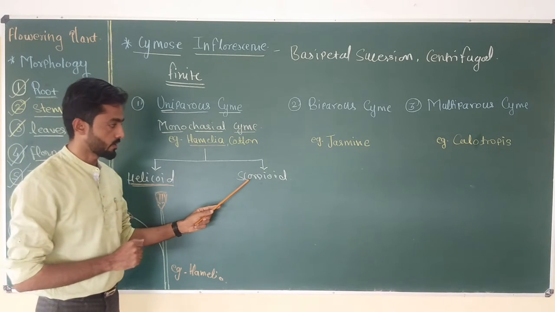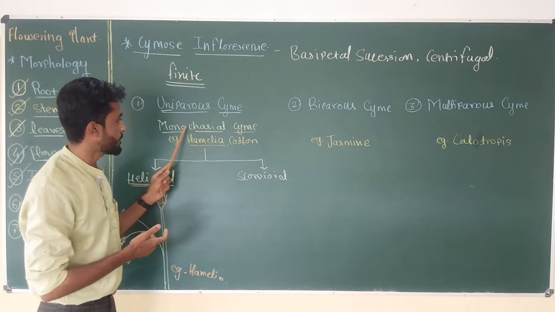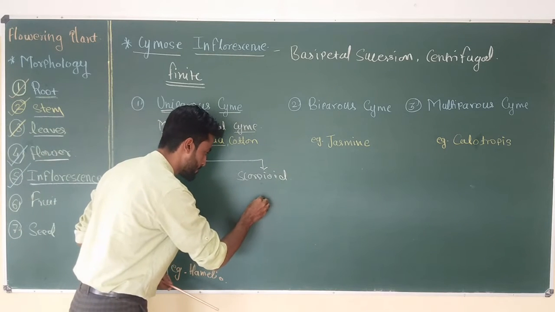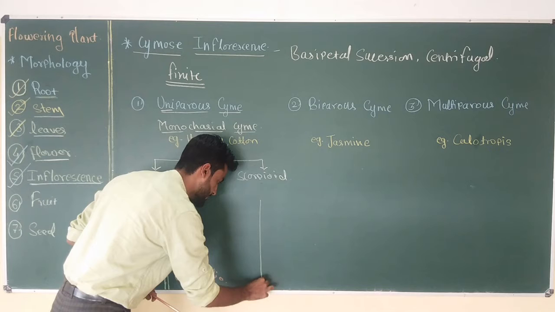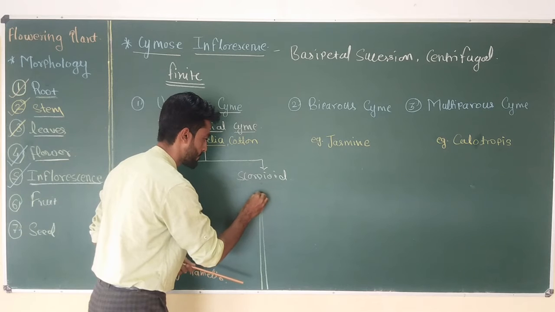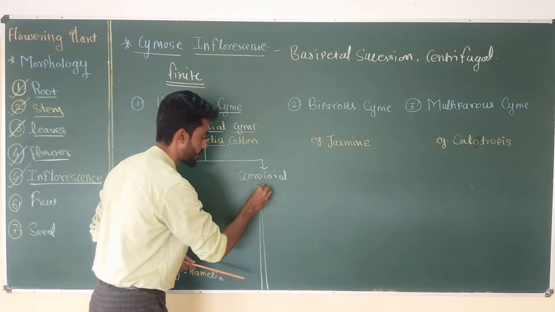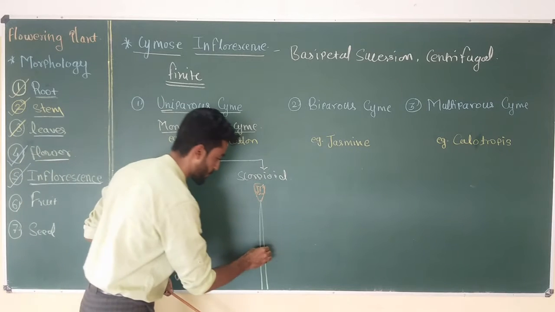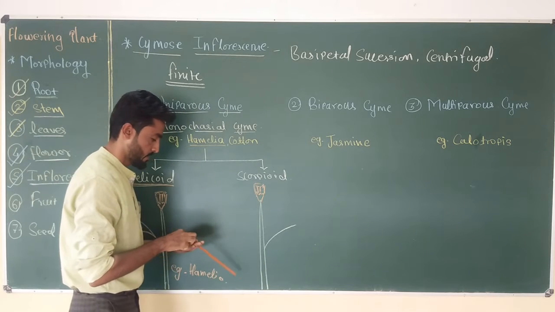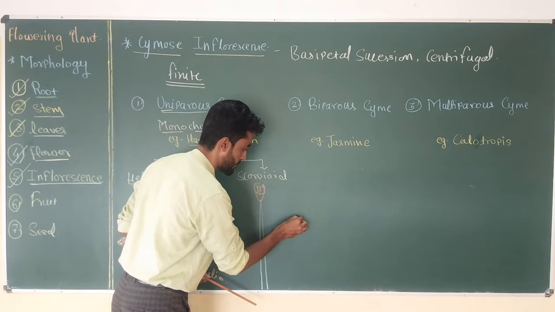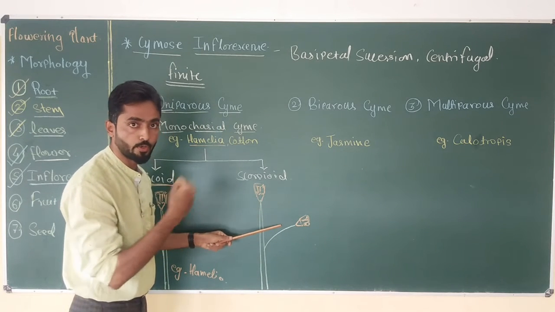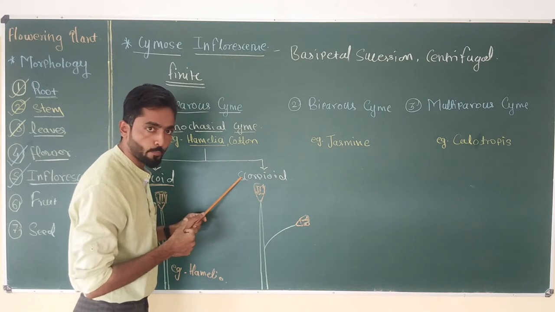Now in case of scorpioid type of inflorescence, it is also a type of monochasial or uniparous type of inflorescence, so that when a central axis terminates into flower, then if the primary branch is produced on the right side of the axis, that will terminate into flower, then zigzag arrangement of branches will be produced. So zigzag arrangement is nothing but the scorpioid type of inflorescence.